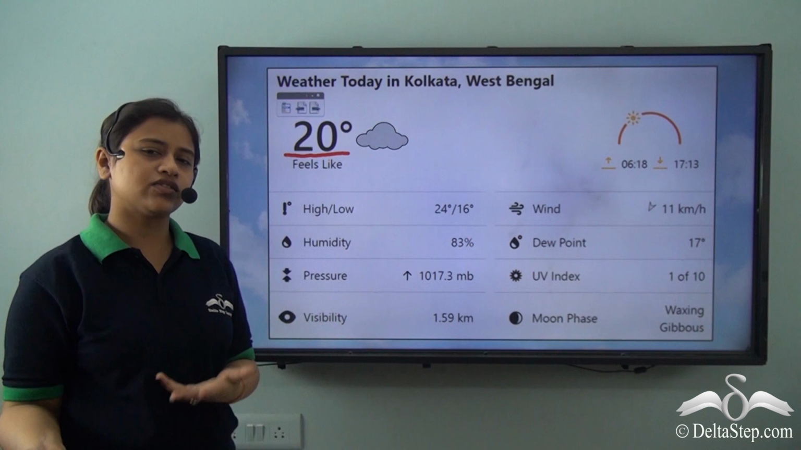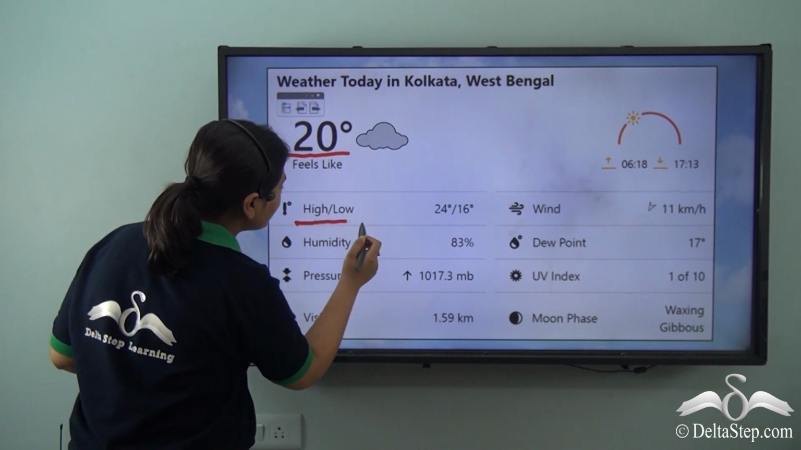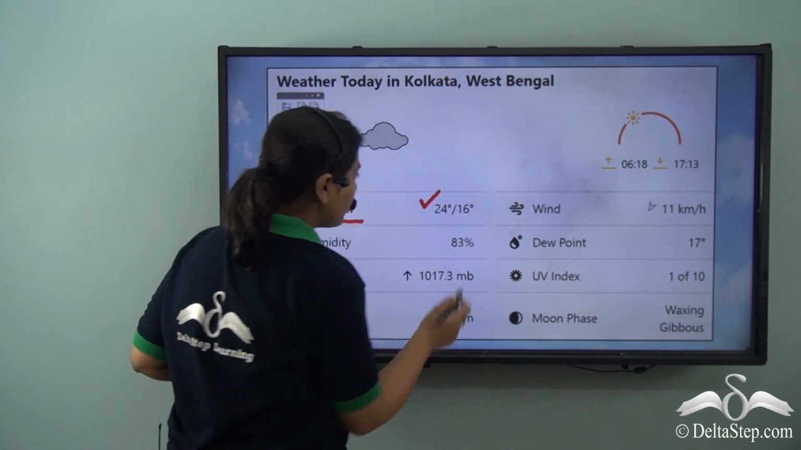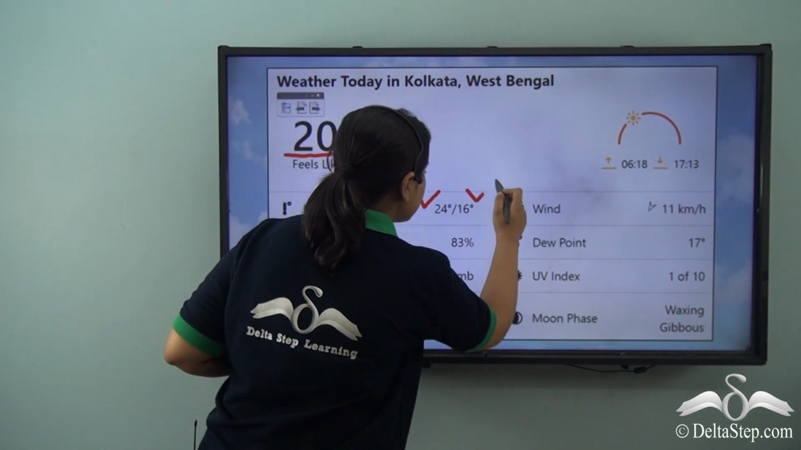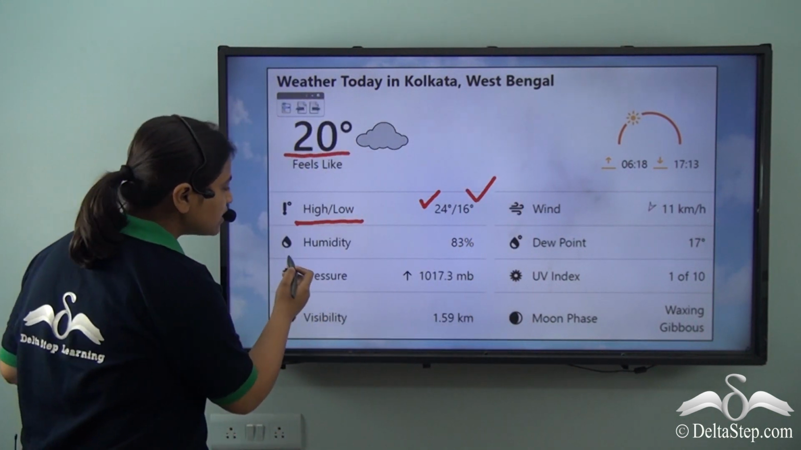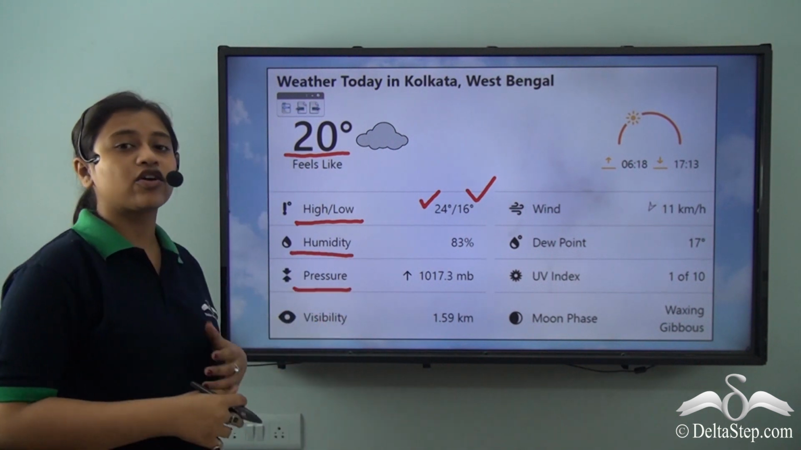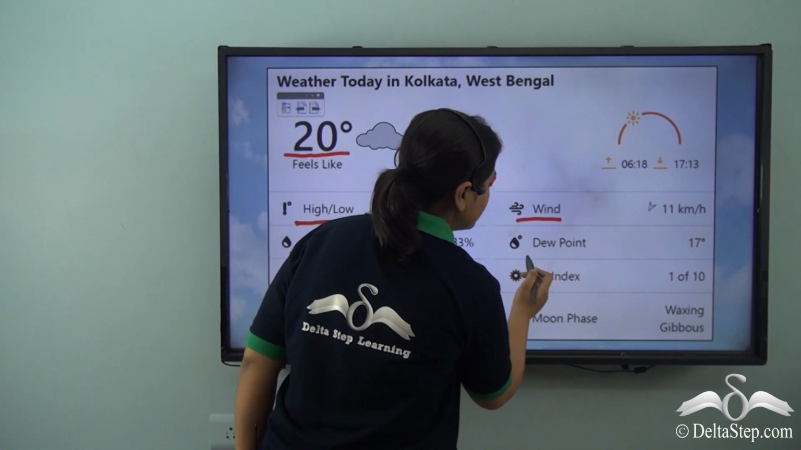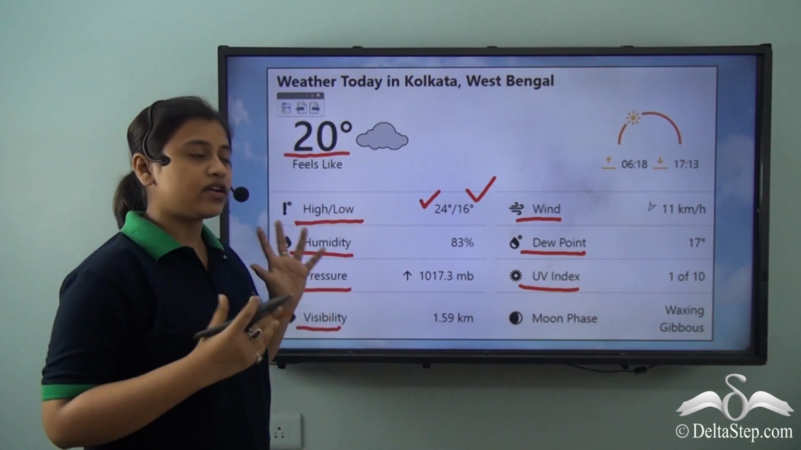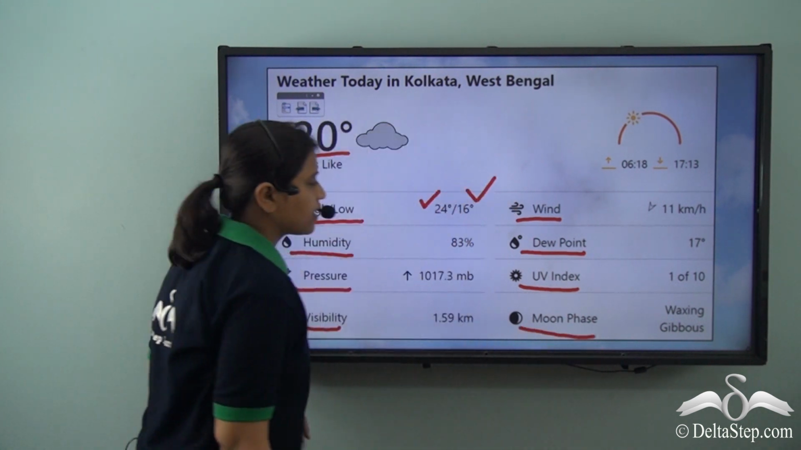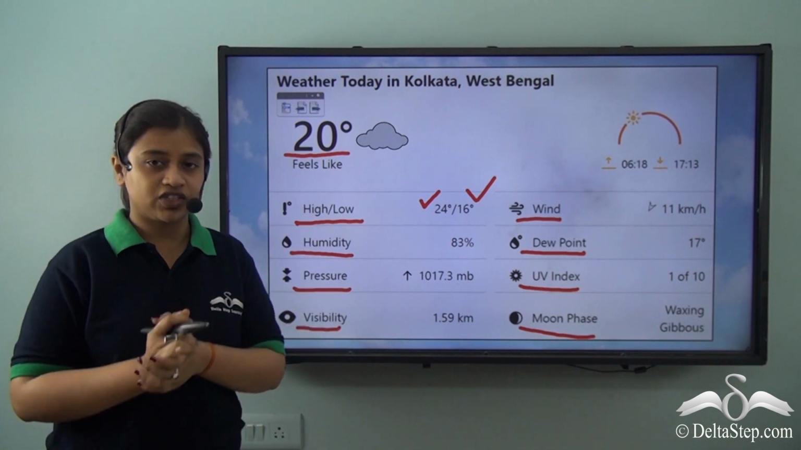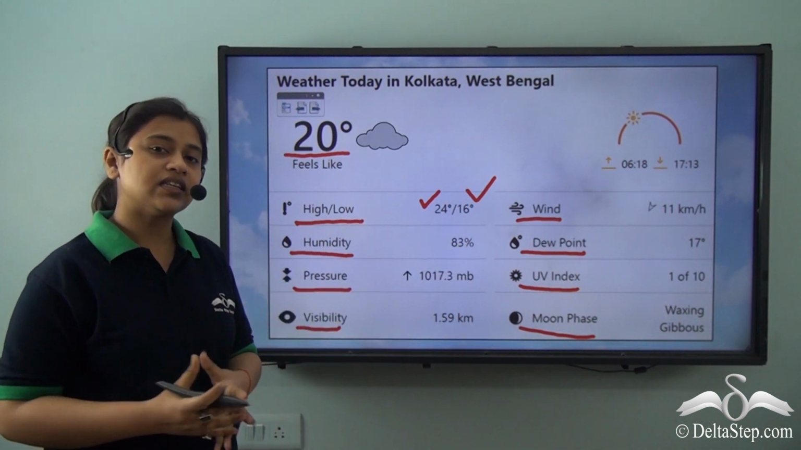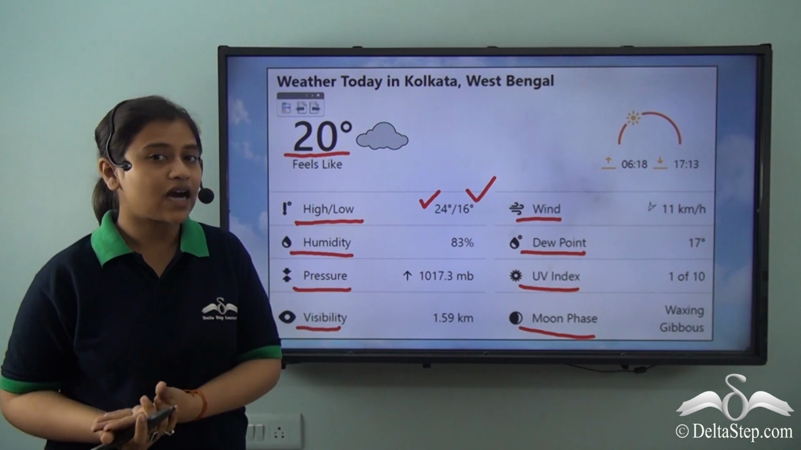It also tells you about a lot of things. It tells you the high and low of the temperature. So the maximum temperature of that day could be 24 and the minimum temperature could be 16. It also tells you about the humidity, the pressure, here we are talking of the atmospheric pressure, the visibility, wind, dew point, the UV index or the solar radiation, and the moon phase. We'll study each of them in particular and understand how these different elements influence the weather of a particular place at a particular time.